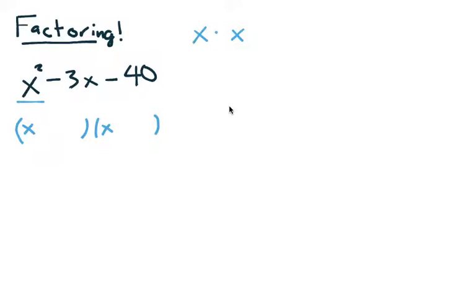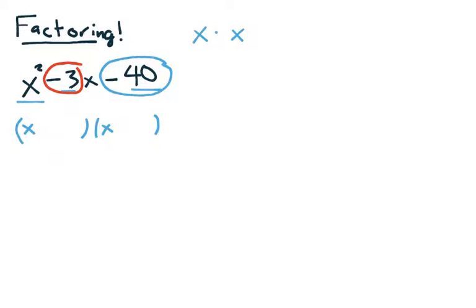So the way you figure that out is you look at this 40 and you look at this 3, and you have to look at these signs too. So in order to get the term, this might be a little confusing at first, but you have to find two numbers which will multiply to get you negative 40, and added together will get you negative 3.